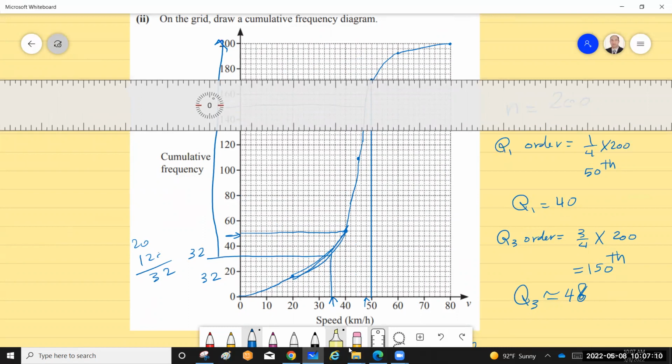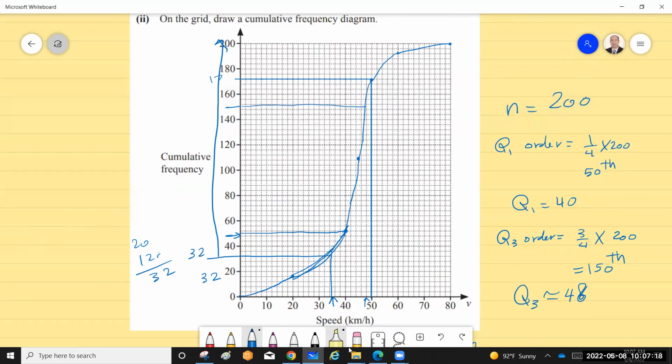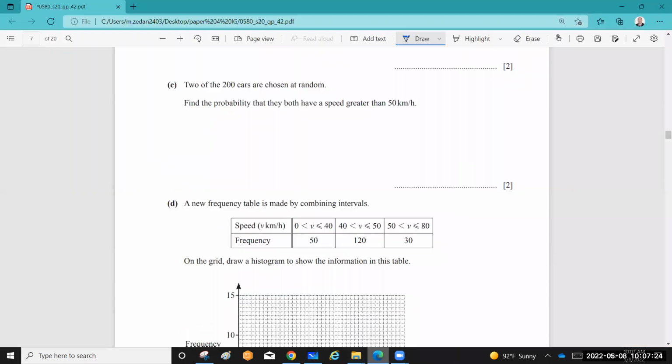It's better. 50 and what? 170. Yeah, this point is 170. So from 170 to 200, this is 30. So greater than 50 kilometers, the number is 30. The first car has a probability of 30 out of 200. The second car will be 29 out of 199, and you can calculate the right answer.